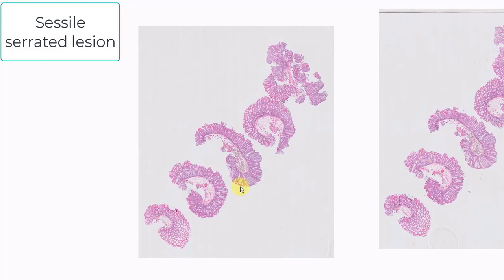When you look at sessile serrated lesions under very low power, they look essentially like hyperplastic polyp. None of that blueness that you typically see with an adenoma. Remember, they are typically on the right side and they tend to be larger than 1 centimeter, but you can see them on the left side and they can be smaller.